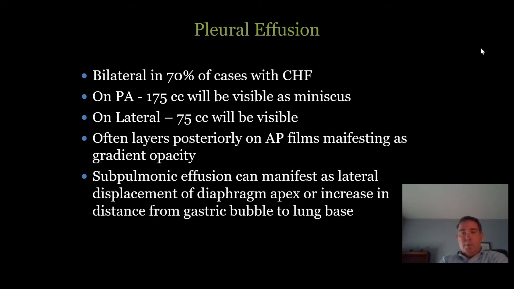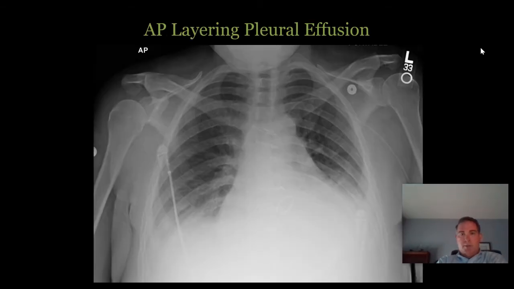Subpulmonic effusion can also manifest as lateral displacement of the diaphragm apex. So the diaphragmatic apex should be in the middle of that lung. It just pushes it over. Something that people want you to identify in a testing situation for sure.